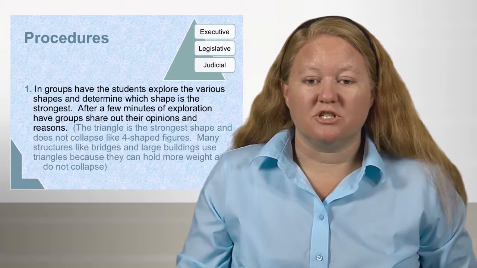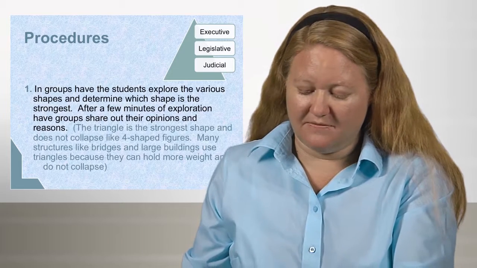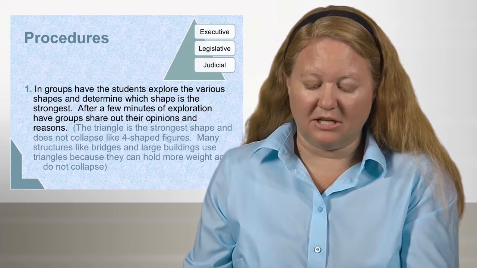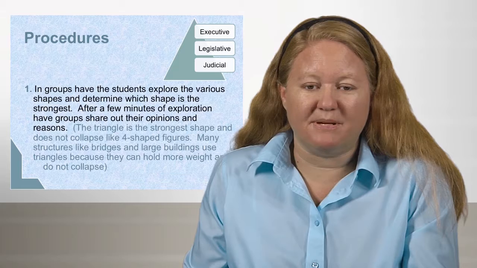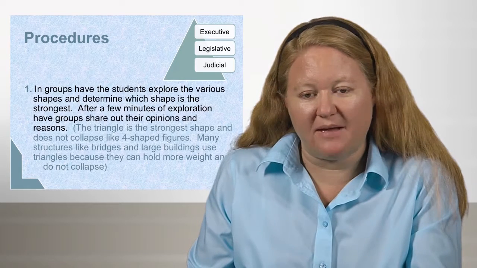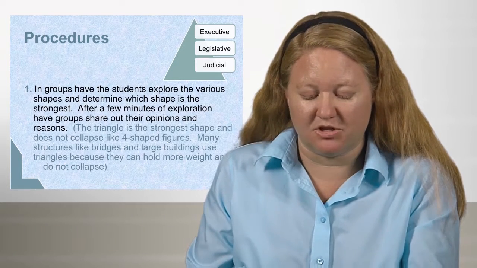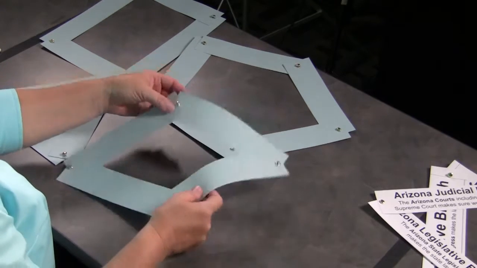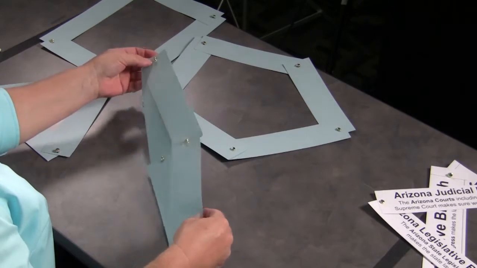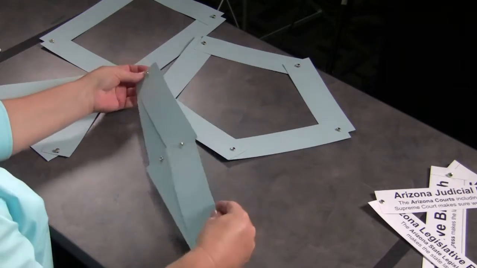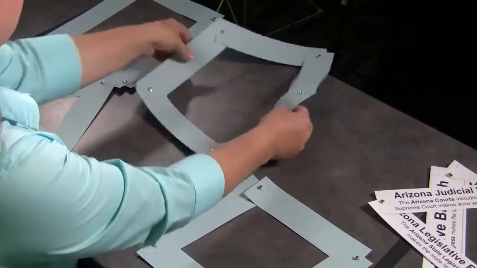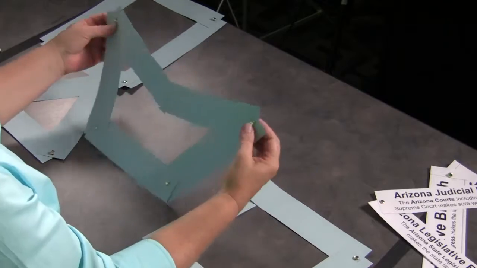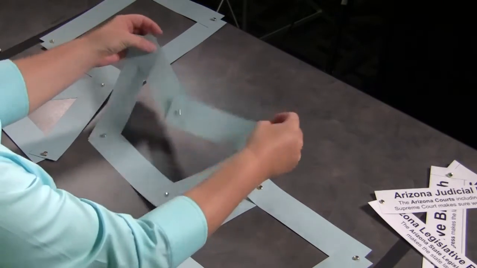In groups, students will explore these various shapes. If you look at these shapes, they will explore and look to see which shape is the strongest, which shape holds its shape and could be supportive, the strongest. If you look at the square or rectangle, when they manipulate it, it doesn't hold the angles. It doesn't hold the shape. You can turn it into a diamond. You can collapse it. Even the pentagon, when you start moving it around, it doesn't hold its shape.